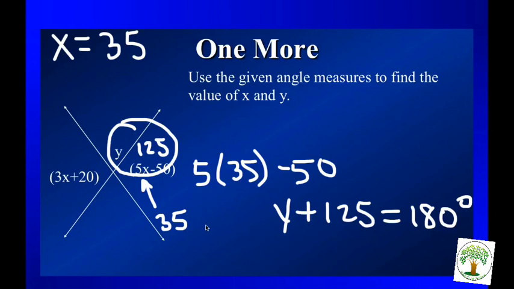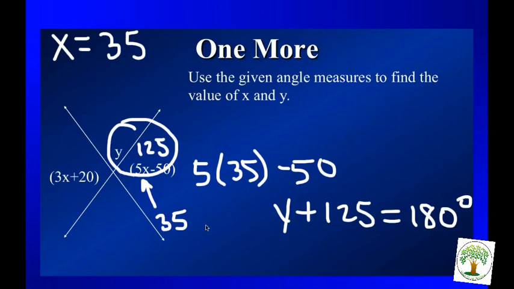So 35 times 5 is 125. Did you guys minus the 50? I did. 5 times 35 minus 50 is what I did. I did it in my calculator too. So the whole thing is 125. So what's 5 times 35? 5 times 35 is 175. Okay, then the whole thing's fine.